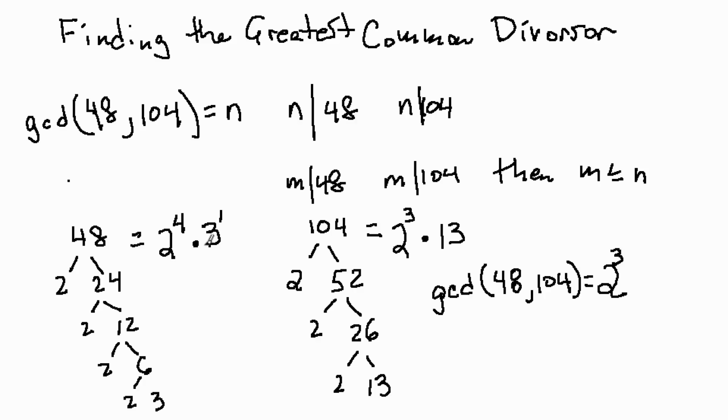We see that 48 has a 3 in it, but 104 doesn't have a 3 in it. We see that 104 has a 13 in it, but 48 doesn't. So we're done. So the GCD of 48 and 104 is just the number 8. I hope that was pretty clear. One more thing that I want to note here, maybe we should go ahead and do another example.